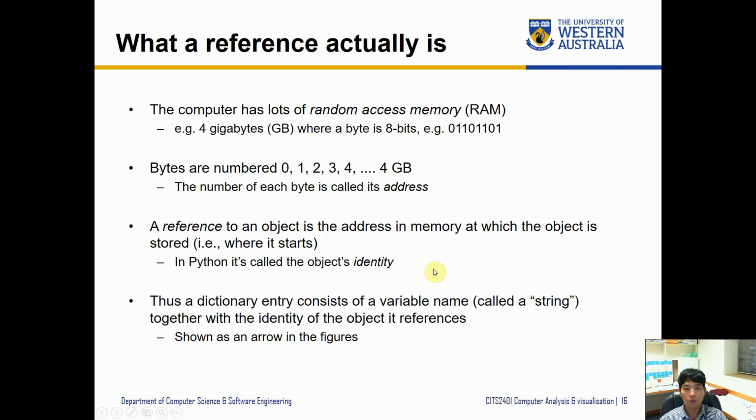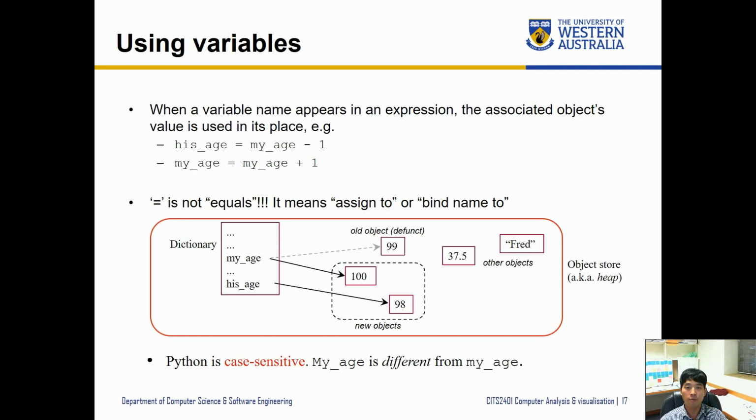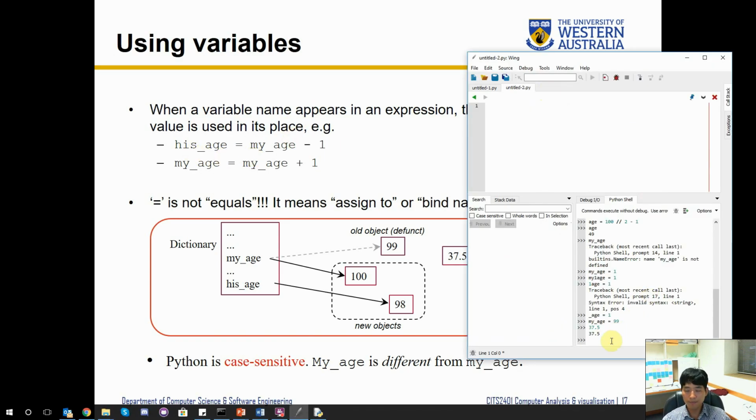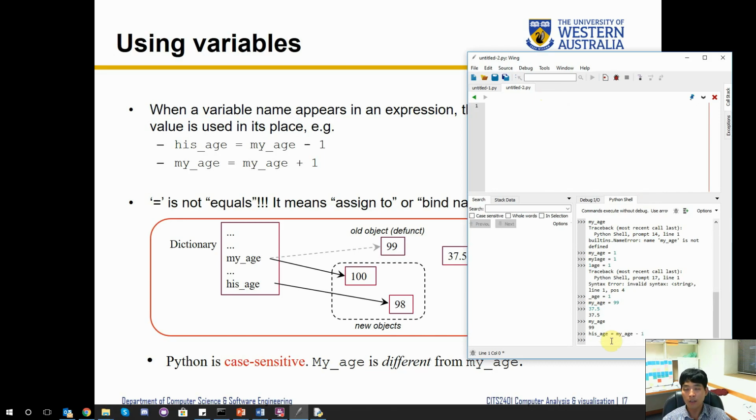Okay. So how do we use variables? Using variables is actually quite easy. You just use the variable name in the equation where you want to use the value on the right hand side. So here I have my age already, and then we're going to calculate his age equals my age minus 1. Okay, so what I just did is create a new dictionary entry, his age, and well, my age was 99, so in this instance it's going to be 98.